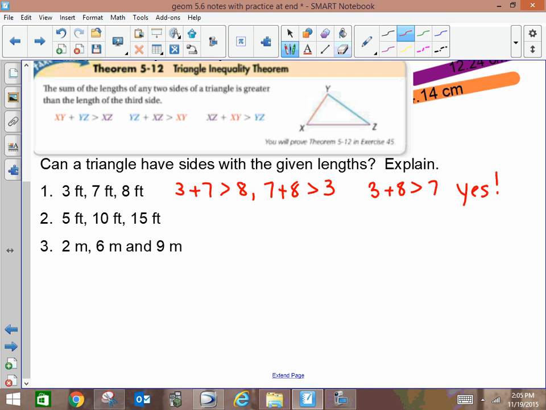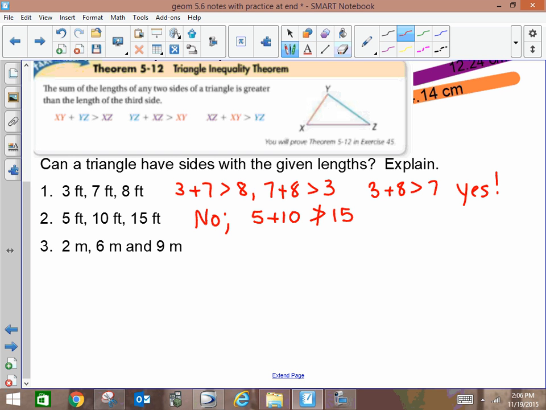No. Because 5 plus 10 is not greater than 15. And that's how you can write not greater: a line through it, just like you do for not equal to. If you want to write the words not greater than, feel free.